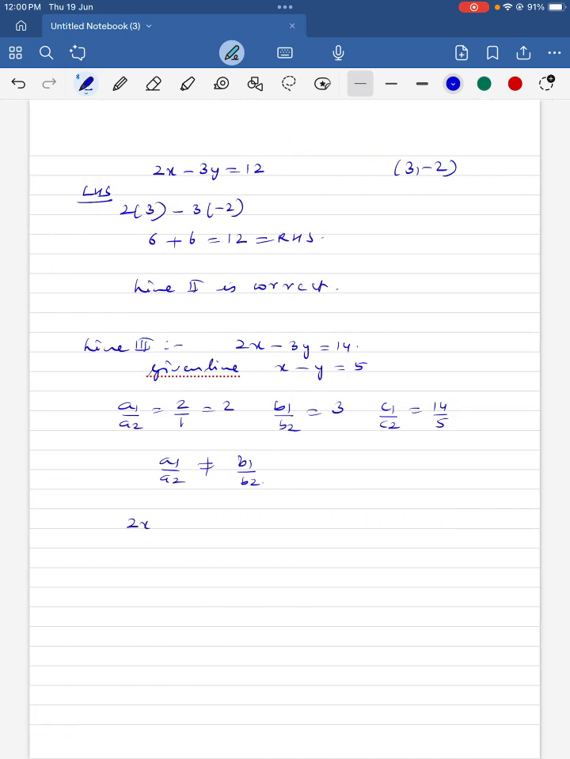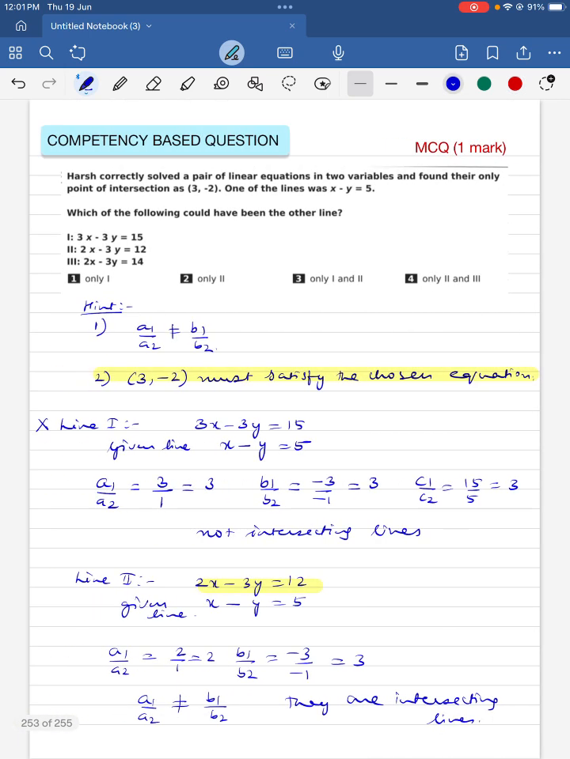So the equation was 2x minus 3y equal to 14. And in this, I have to check if (3, -2) satisfies it. So let me substitute instead of x 3 and instead of y, I'm putting the value minus 2, which gives me 6 plus 6, which is equal to 12. And it's not equal to the right hand side. So we don't have to consider line 3. Line 3 is not correct. So the only correct option here is line 2. Let's check out the options. So the correct option here will be only 2, which is option 2.